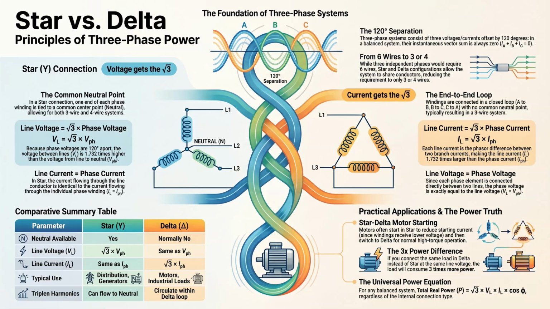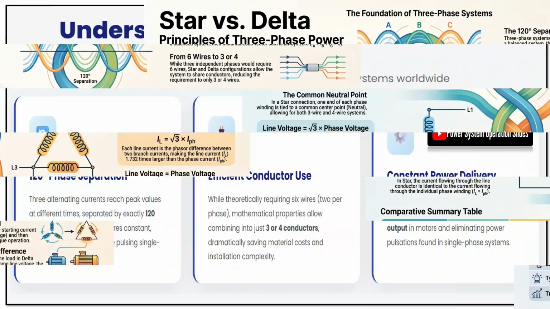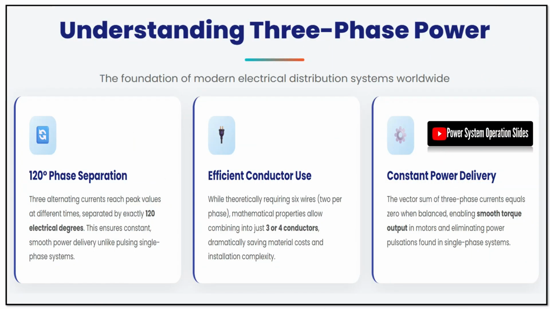Three-phase power systems form the foundation of modern electrical power generation, transmission, distribution, and utilization. The choice between star (Y) and delta connections is one of the fundamental concepts that determines how electrical energy is generated, transmitted, distributed, and consumed.